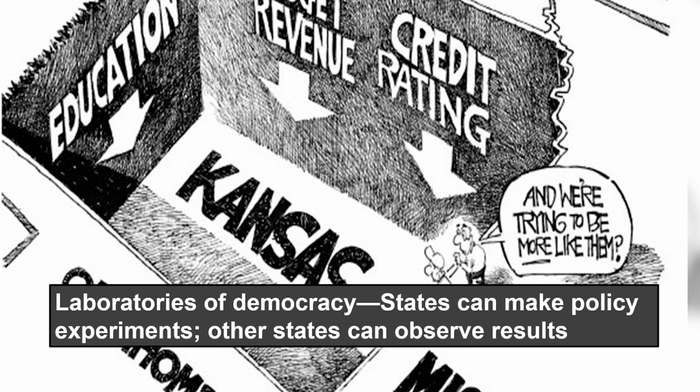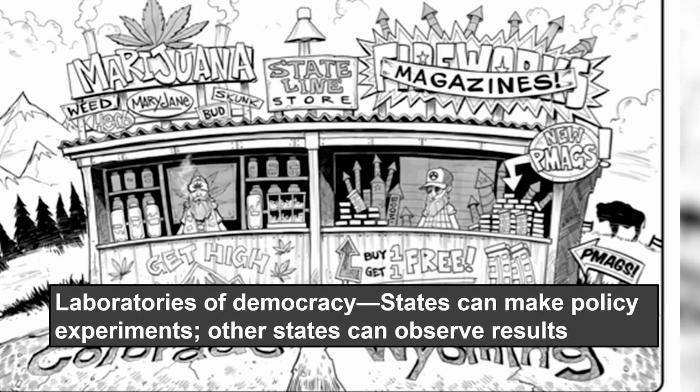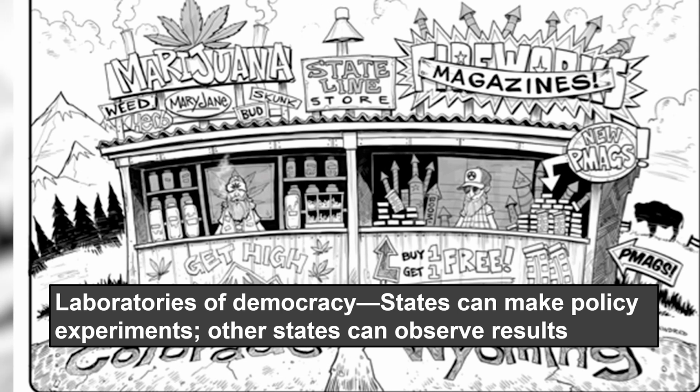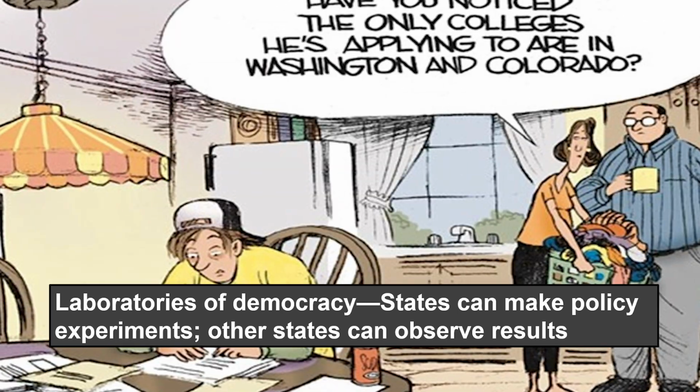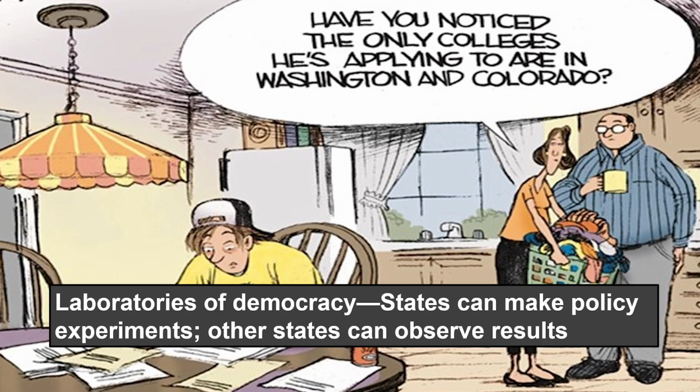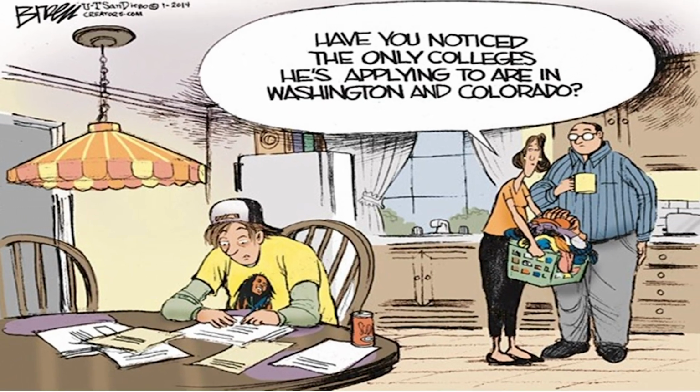Marijuana policy in Colorado is a great example of this. At times, having all of these different policies constrains the ability of the national government to have a unified policy nationwide. Alright everybody, that's it for this episode on federalism.